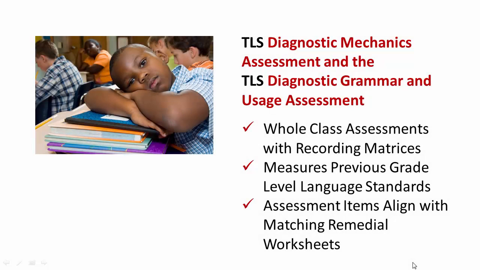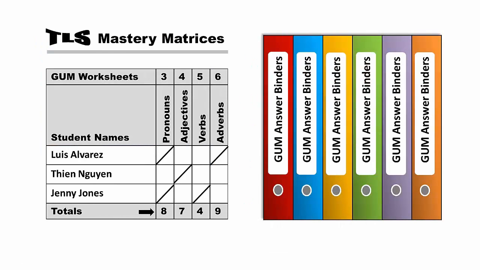The first task is to administer both the TLS Diagnostic Mechanics Assessment and the TLS Diagnostic Grammar and Usage Assessments. Each assessment is administered whole class and takes about 15 minutes to complete. The teacher, instructional aide, or parent corrects both assessments and charts the individual skills that your students have not yet mastered on the mastery matrices. Record a slash for unmastered skills and leave the box blank for mastered skills. Make 2 copies of the matrices, one for student reference and one for teacher reference.